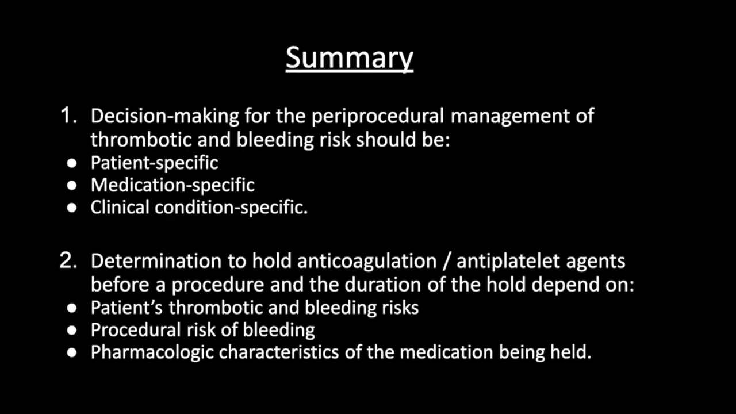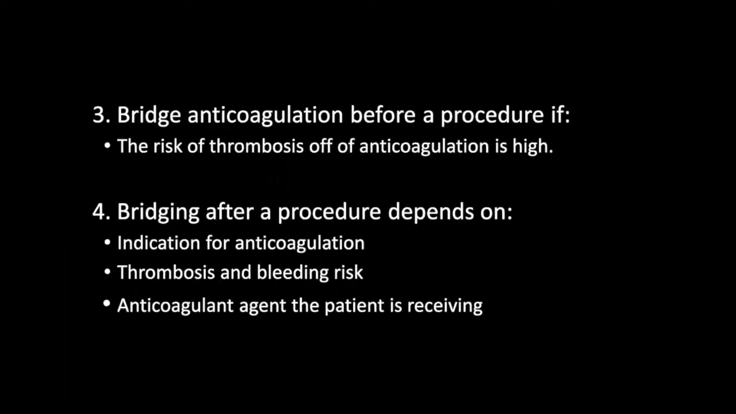So just a summary from these recommendations, I would say that decision-making in peri-procedural management of thrombotic or bleeding risk patients should take into account the medication they are on and their clinical condition. To determine whether to hold anticoagulation or antiplatelet agents before, during, or even after the procedure, you should consider the patient's thrombotic and bleeding risks, procedural risks of bleeding, and the pharmacologic characteristics of the medications you want to hold.